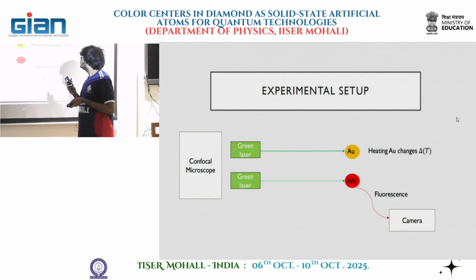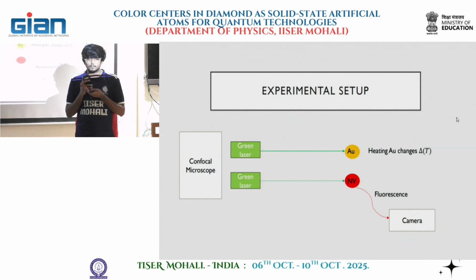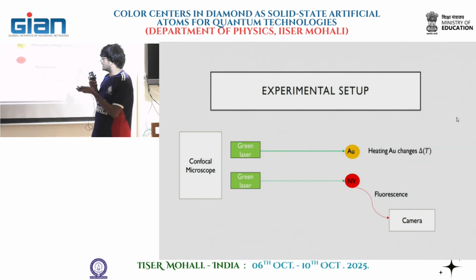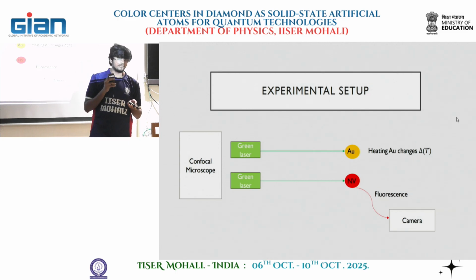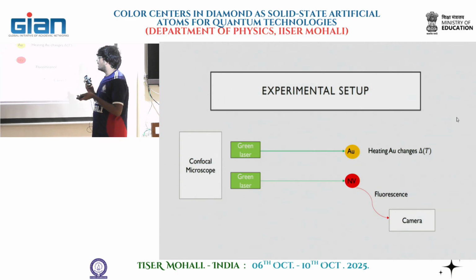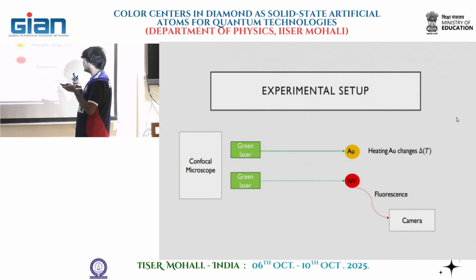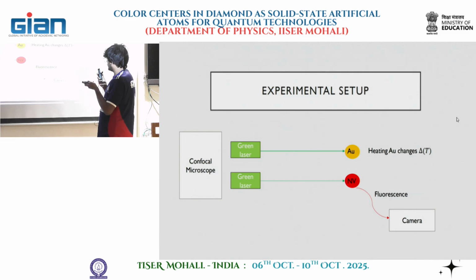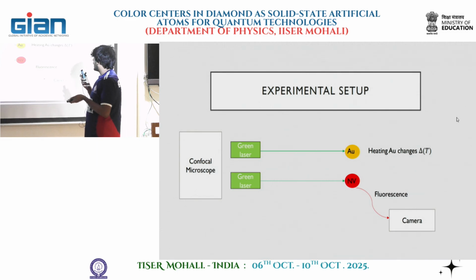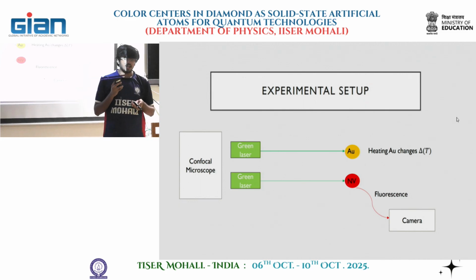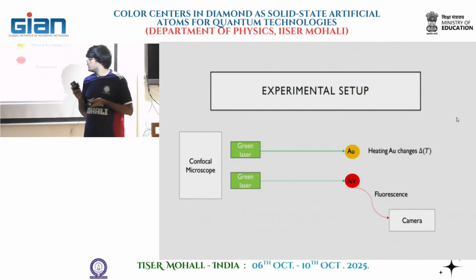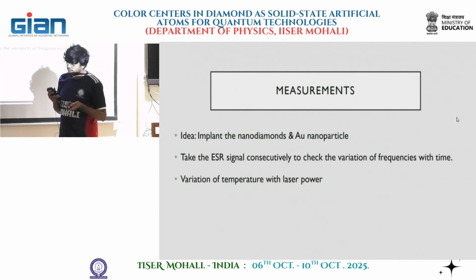So moving forward, the experimental setup that was proposed or would have been used in the paper is as follows. We have a confocal microscope from which we observe what is going on. We have lasers to heat the gold nanoparticle, and we have another laser which would basically check the fluorescence. When we heat the gold nanoparticle, the zero field splitting changes as it is a function of temperature, and with that the fluorescence's wavelength would change, which would be captured by the camera. So the next part would be taken over by Dhruv.